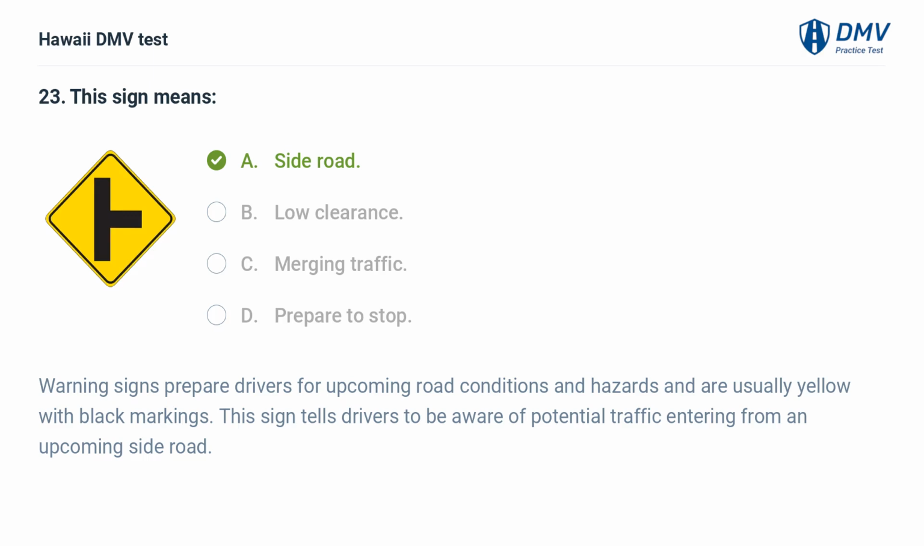Warning signs prepare drivers for upcoming road conditions and hazards and are usually yellow with black markings. This sign tells drivers to be aware of potential traffic entering from an upcoming side road.